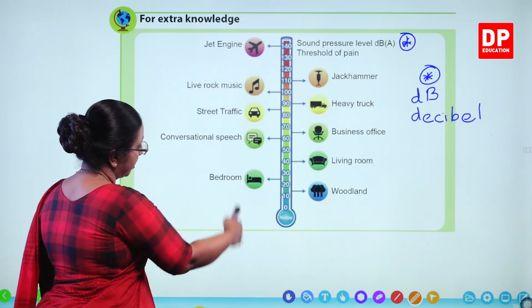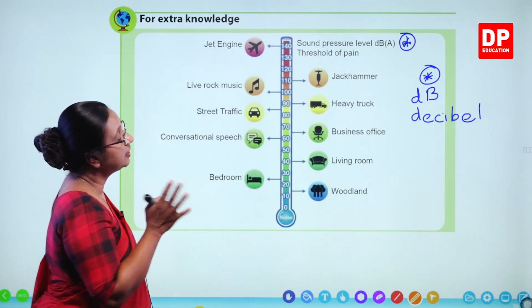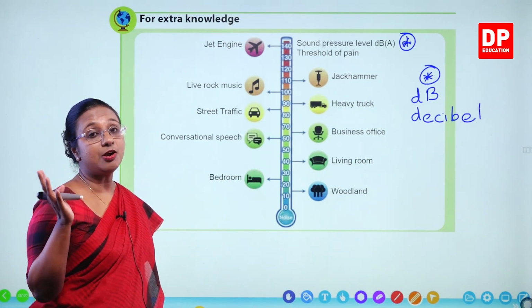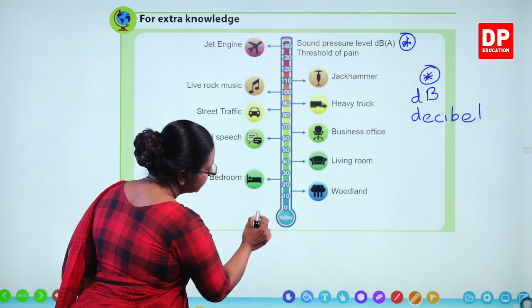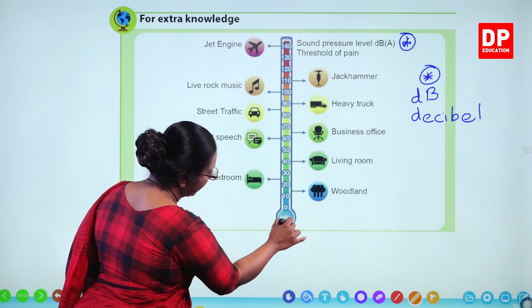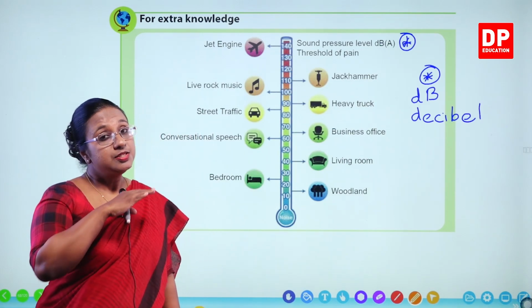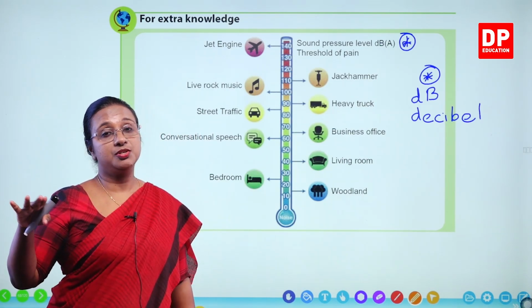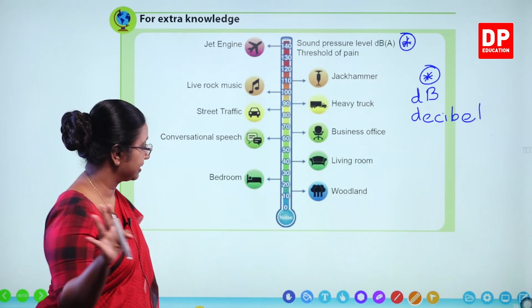So, this chart, this scale gives you an indication of the amount or intensity of sound. You start from here. Here you can see noise level. This part is labeled as noise. It starts from 0. 0 means no noise at all. So, that means absolute silence, complete silence.